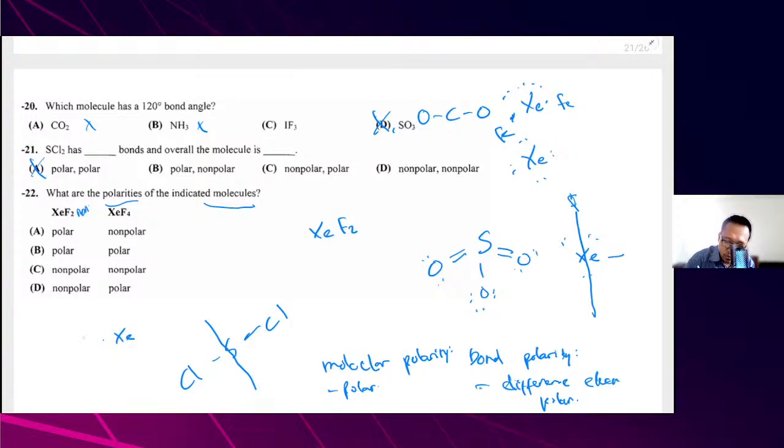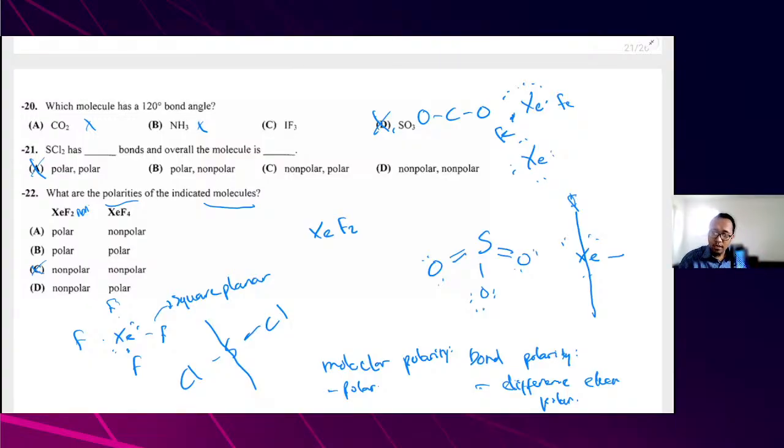F, F, F, F, and then Xe. Putting together, non-polar and non-polar. That's true. Highly symmetrical molecules, like linear or square. This one is square planar. So it has a lone pair on the top and on the bottom, and then it has fluorine around the Xe.